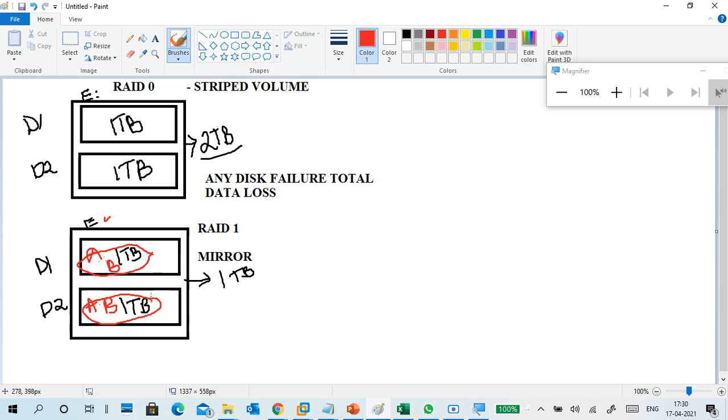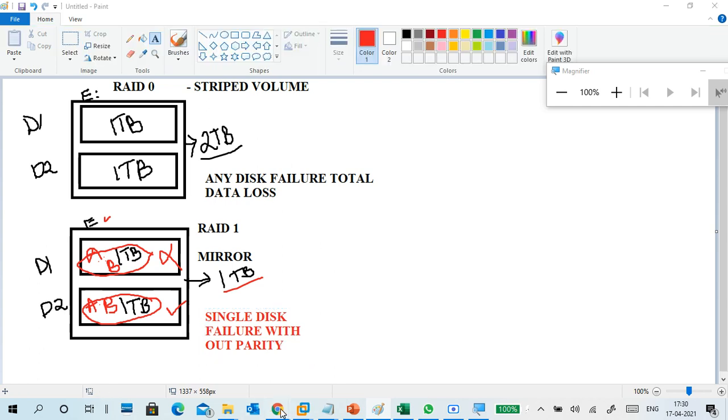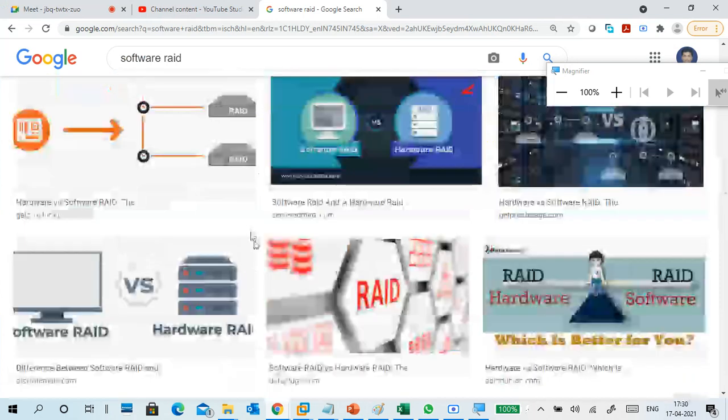So the advantage of this is if I lose one of the disks, I can still access the data. It is also called single disk failure without parity. Without parity. So what is this parity and all? We'll see this one.